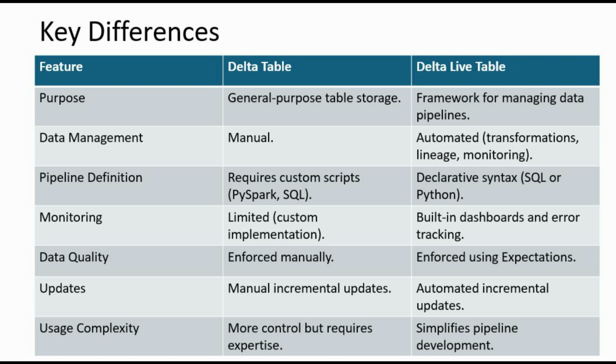Feature 3. Pipeline definition. Pipelines with Delta Tables require custom scripts written in PySpark or SQL. This approach offers flexibility but can become complex as pipelines grow. DLT simplifies this with a declarative syntax in either SQL or Python. You describe what needs to be done, and DLT handles the rest. Example: instead of writing complex PySpark code, you can define a table transformation with just a few SQL statements.